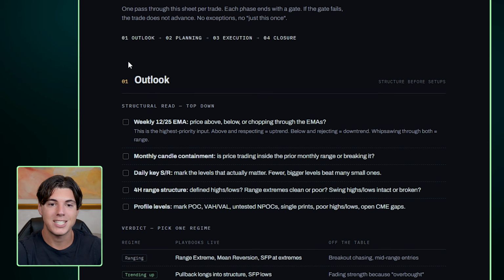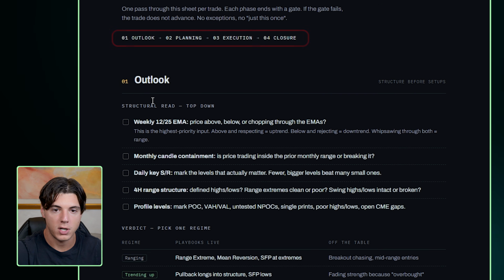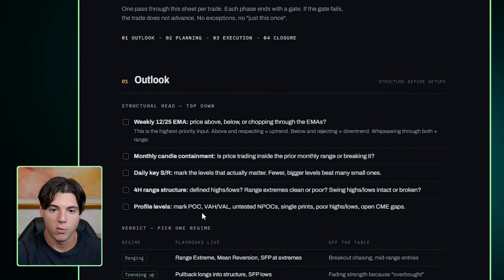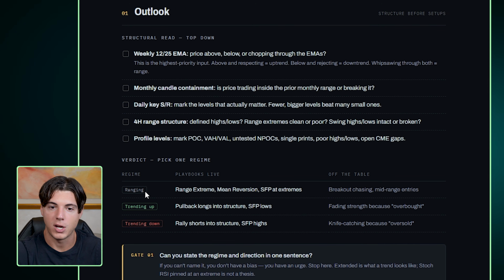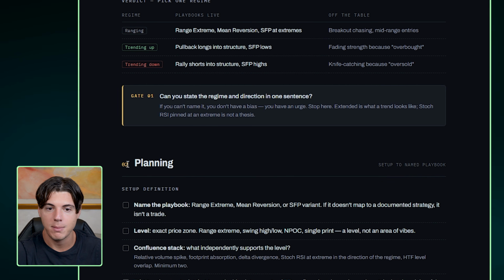So what you can see is this is broken down into the trade life cycles, where you have the outlook, then the trade planning, the execution, and then the closure. So starting off, we have the outlook. For me, I use the weekly 12 and 25 EMAs to identify my high time frame context. Then it's also going over the verdicts. Are we in a range bound market? What kind of playbooks do I want to use? What should I not be trading if we're in those environments? And the same thing with the planning.